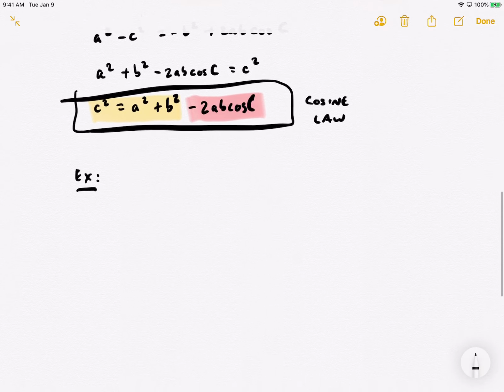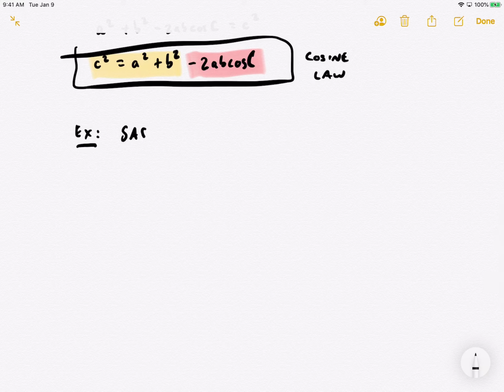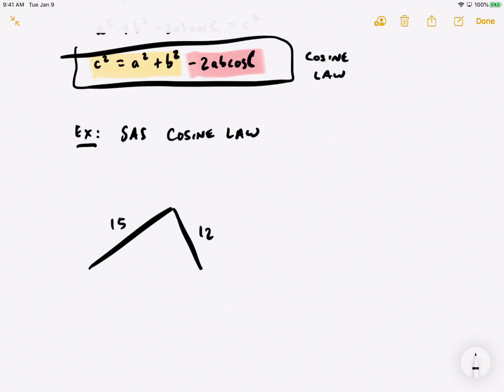Let's just say we're going to solve a side-angle-side triangle with the cosine law. So let's say I have a side of length 15 and then a side of length 12 and an included angle of 80 degrees. And I would like to know this side across from the 80-degree angle. So again, the way I know it's a side-angle-side and not a side-side-angle is that I have two sides and the angle between them. So the ordering there is important.